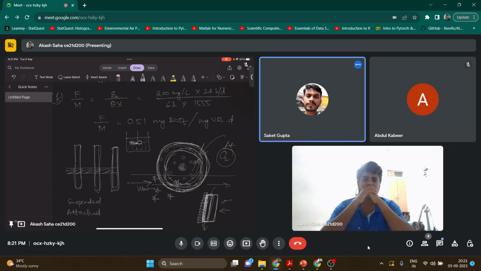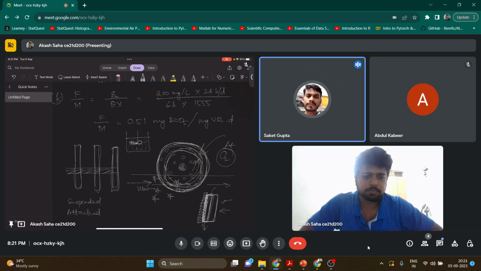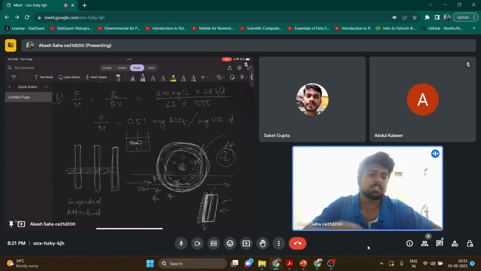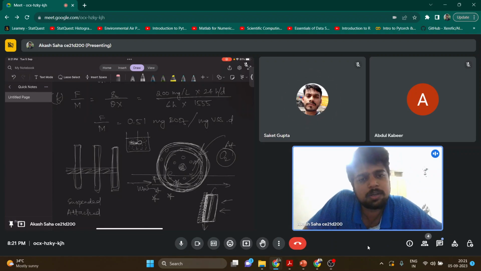Sir, in the topic oxygen requirement, one term is also discussed, N naught minus N in TKN concentration. That is with respect to nitrification. Whatever oxygen requirement that we are calculating is basically in terms of BOD, right? So that is the carbonaceous BOD we are talking about.